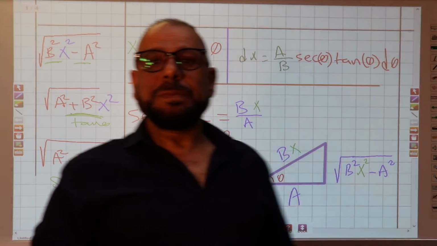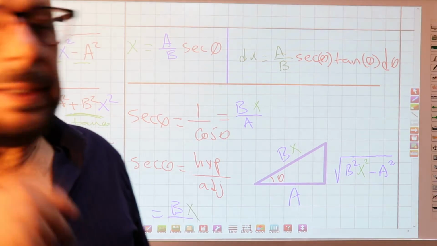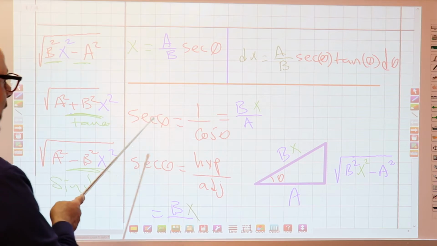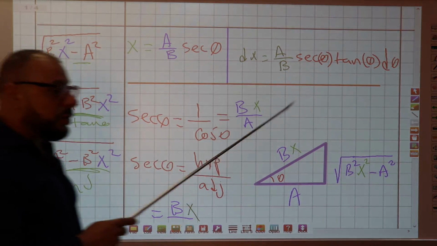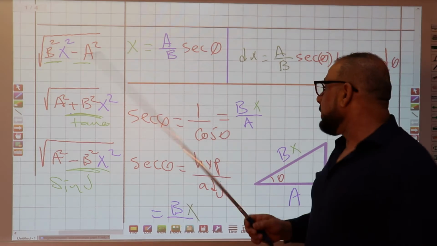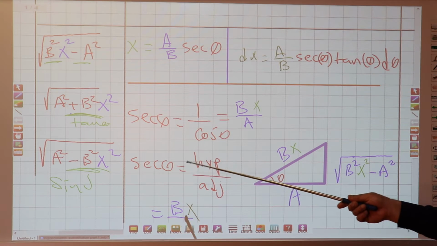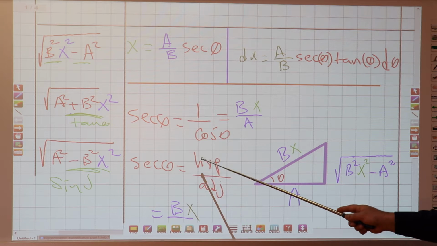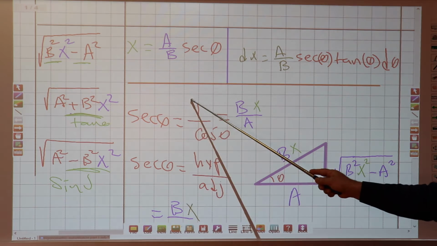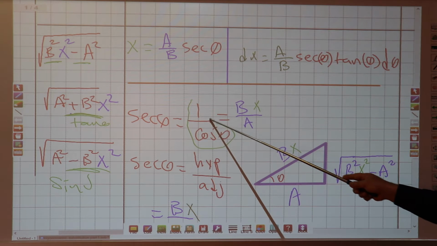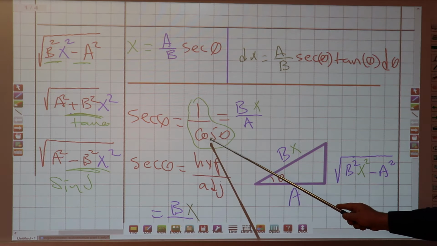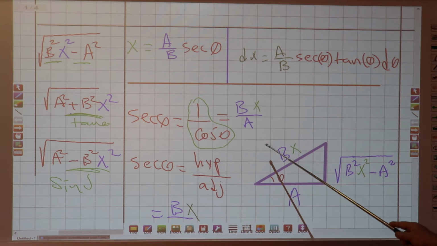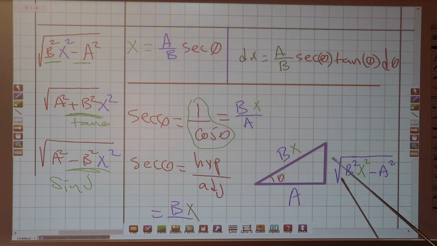Now, secant theta is also, you have to know, 1 over cosine theta. When you draw your triangle, you have to be very careful because the secant is 1 over cosine, and the secant is hypotenuse over adjacent because the cosine is adjacent over hypotenuse. Then we have bx over a as the hypotenuse side, and the last side is the remaining leg.